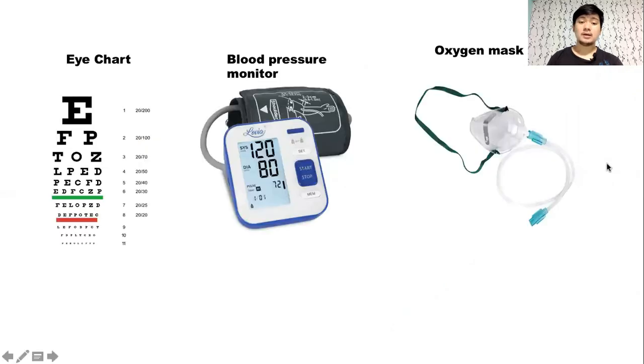Next is eye chart. Next is blood pressure monitor to monitor your blood pressure. Oxygen mask. So what is oxygen mask? It is a device worn over the nose and mouth to which oxygen is supplied from a cylinder or other source.